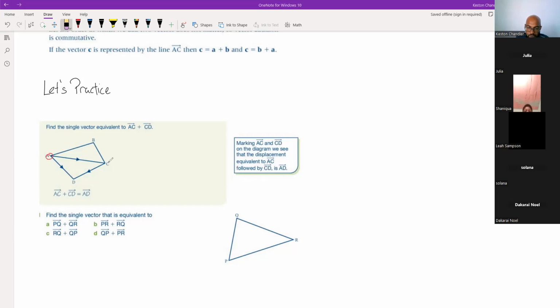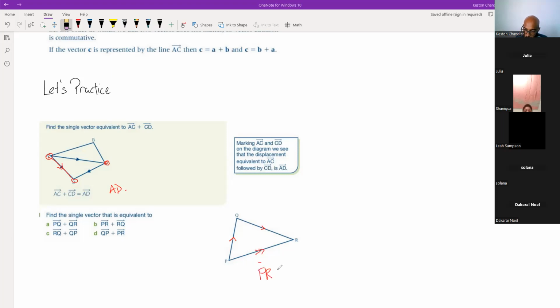A to C, and then C to D. It's going to be A to D, right? Let's look at this triangle here. Find the single vector that is equivalent of going from P to Q, Q to R. So where is P? P to Q is this way, and then Q to R is this way. So from P to Q, Q to R, the equivalent vector there is PR.